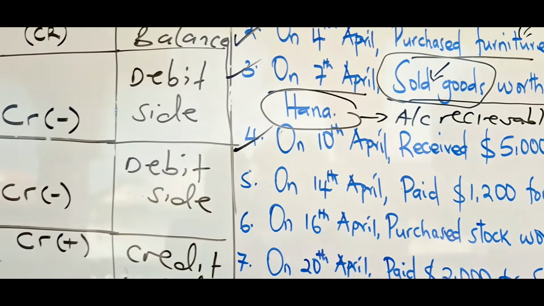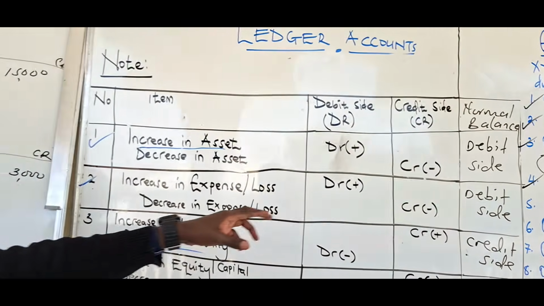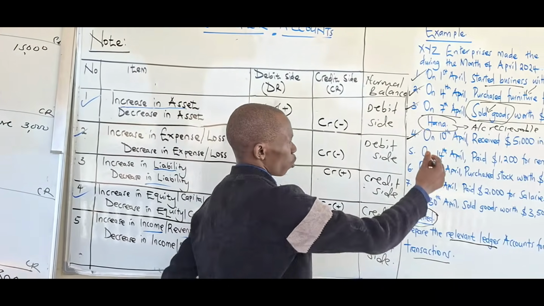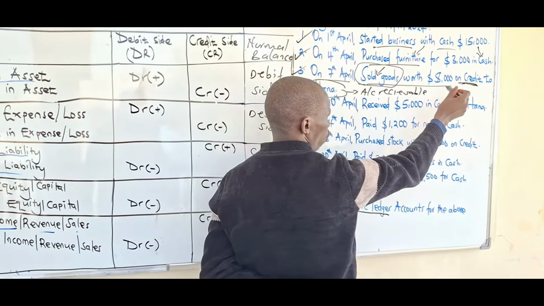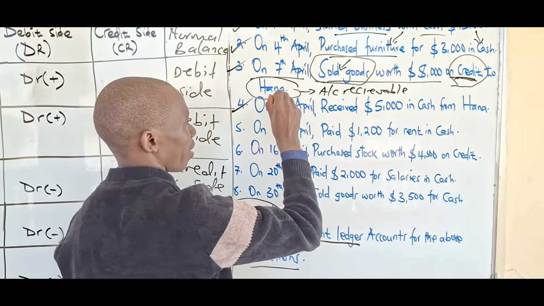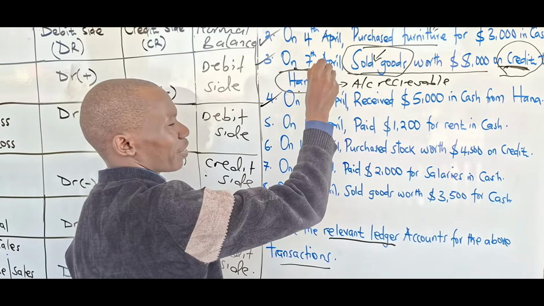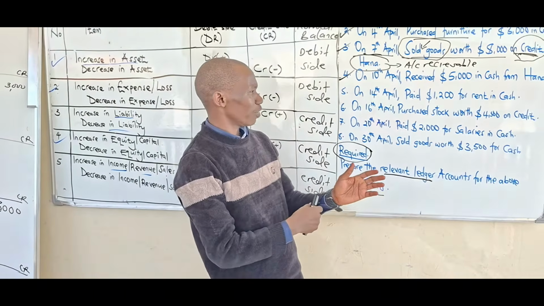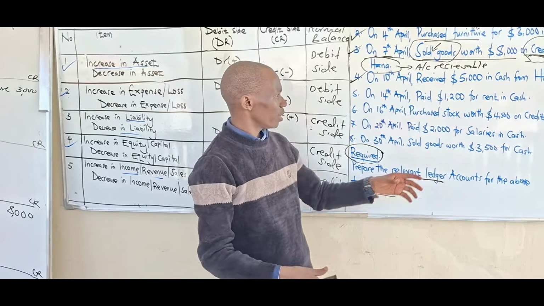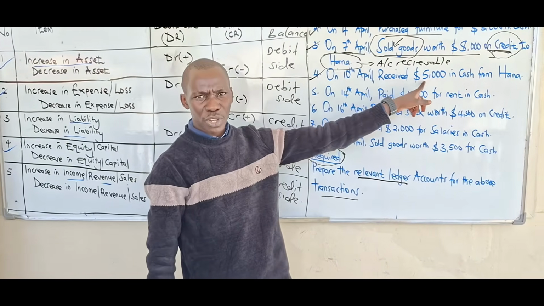From our previous entry, you sold the goods on credit to HANA. Are you seeing this? We sold the goods on credit to HANA, but that was on the 7th. After 3 days, HANA is behaving well, is a good account receivable, and she came and paid 5,000.